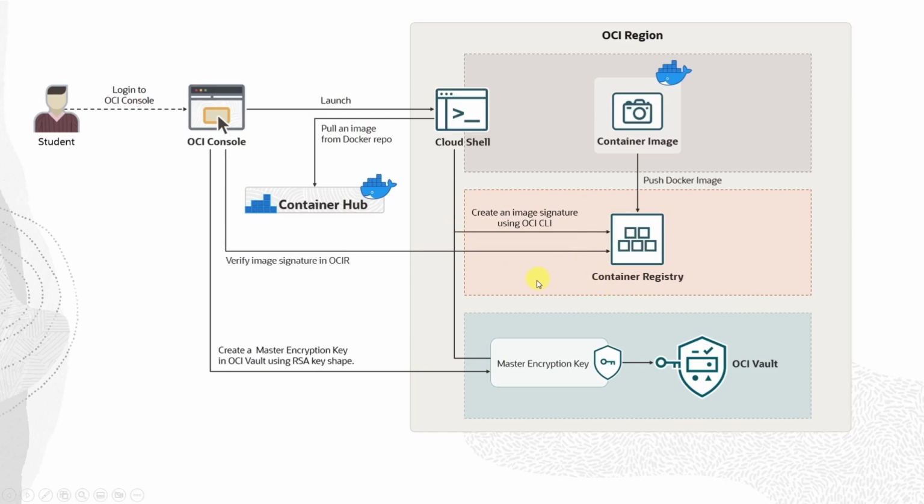With this, we come to the end of this demo where we saw how to sign container images stored in the Oracle Cloud Infrastructure Registry using the master encryption key stored in the OCI Vault service.